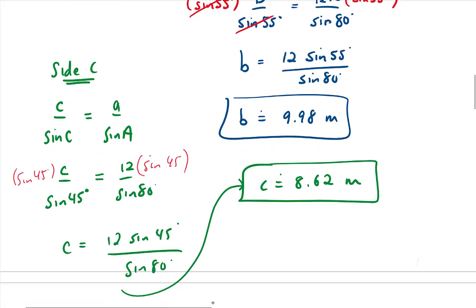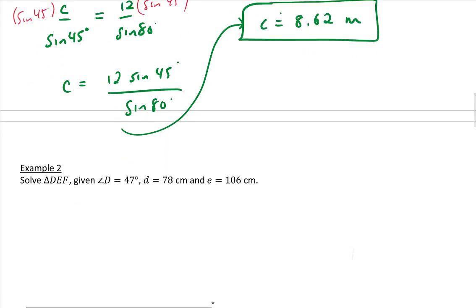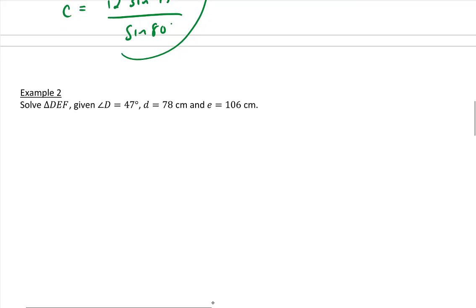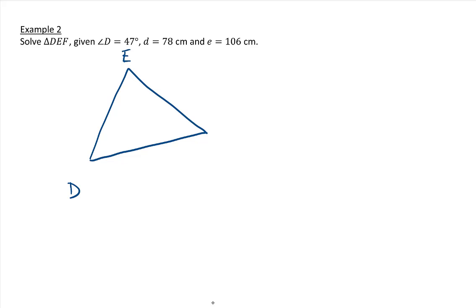So this is one use for the sine law, to help us find the side length. Let's look at our second example where we can also use it to find an angle. So new triangle, triangle DEF. Let's sketch it. So D, E, and F. We know that angle D is 47. We know that side D, that's opposite angle D, is 78 centimeters. And side E is equal to 106 centimeters.